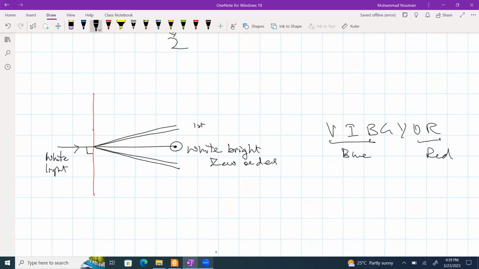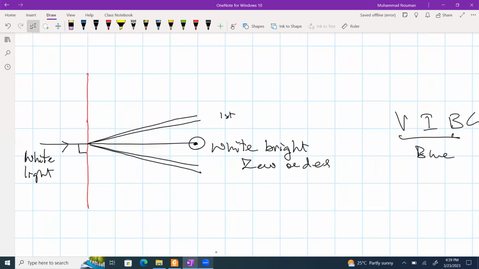Okay, this is first order maxima above and below. But we must understand that in this first order maxima, there must be 7 components of light present. You are going to tell me this is A and this is B. Where will you find red and where will you find blue? At A, do you find red or blue? This is my question, and you can use the formula and tell me the answer.